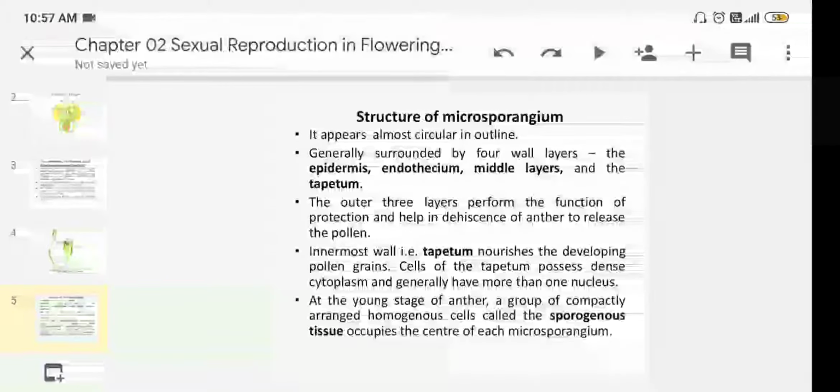That means what do the epidermis, endothecium and the middle layers do? They split. What is dehiscence? Actually, splitting causes the release of pollen grains. This is the dehiscence.